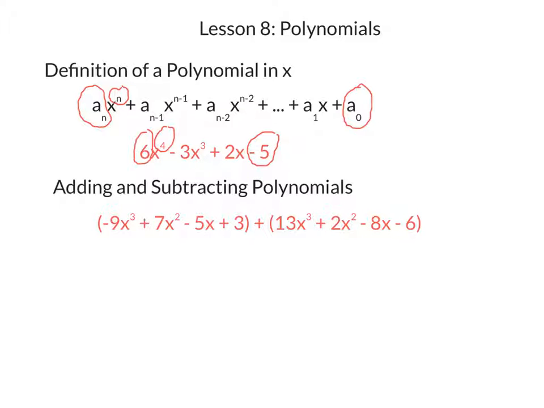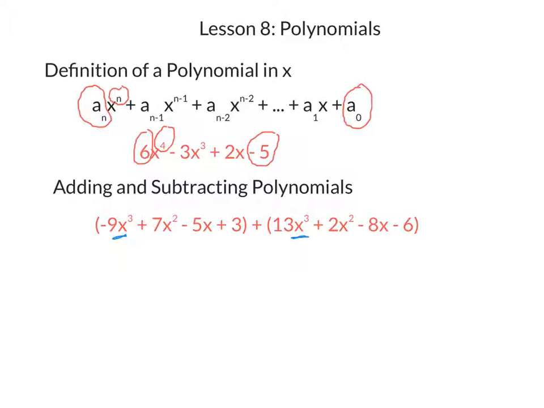So here's an example of adding two polynomials. I've got one polynomial, minus 9x^3 plus 7x^2 minus 5x plus 3, and I'm adding it to a second polynomial, 13x^3 plus 2x^2 minus 8x minus 6. Now, remember what I said, we basically combine like terms. So notice, let's look at this first term here. We've got an x^3 term, okay? And so there's our x^3 term. Now, do we have any other x^3 terms? Yes, right here. So we can combine those two.